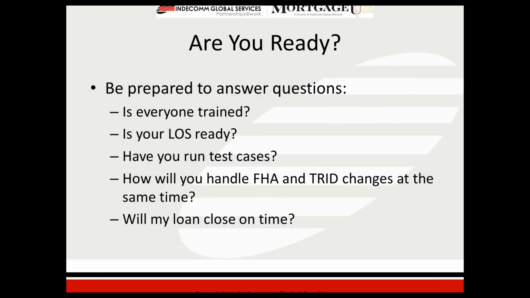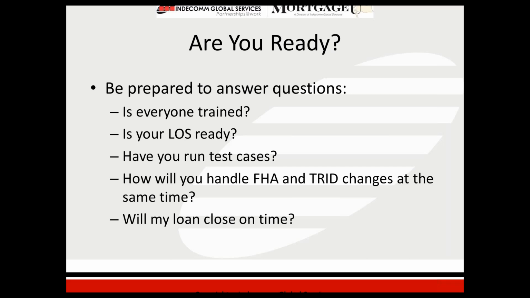And be prepared to be able to answer these questions. Is everyone trained in your office? It's crucial that anybody that deals with FHA loans is aware of what this handbook is and the guidelines that have changed. We're going to be looking at things that impact the borrower being able to qualify, and you want to be able to understand how documentation is required now because of these new HUD handbook regulations.